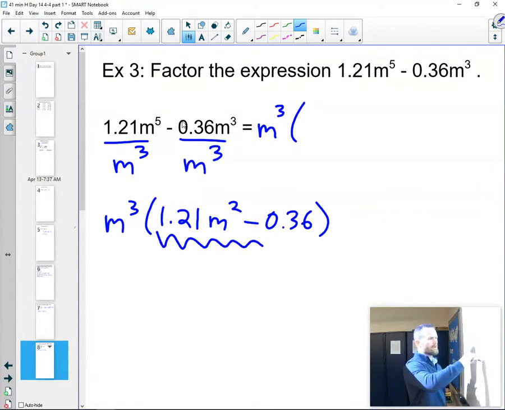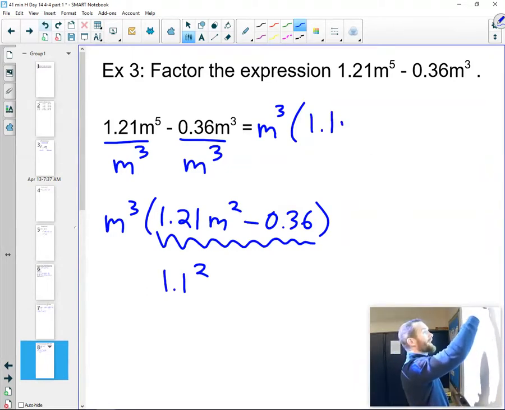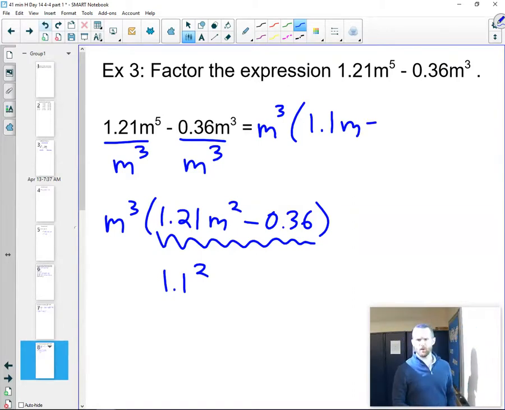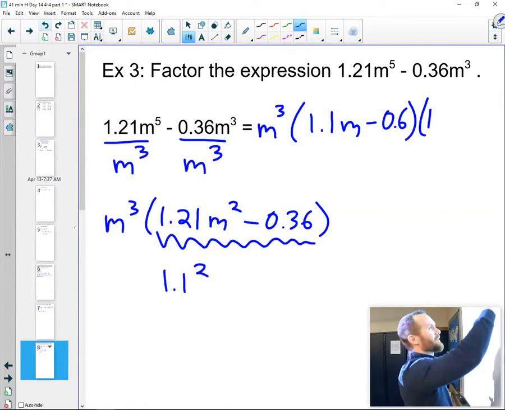Now we just have to factor this binomial if we can, and we can, because now it's difference of squares. Don't get thrown off by these decimals. 1.21, that's still a perfect square, or I guess it's not a perfect square because it's a decimal, but we can sort of treat it like it's a perfect square. This is just going to be 1.1 squared, because 1.1 times itself would get us back to 1.21. So that's going to be 1.1 m minus the square root of 0.36. That would just be 0.6. Yeah, 0.6. I have to double check myself in my head. And then we write it with an addition. So 1.1 m plus 0.6.